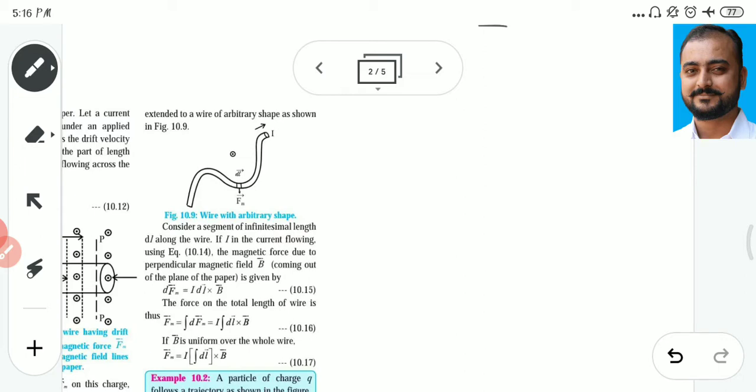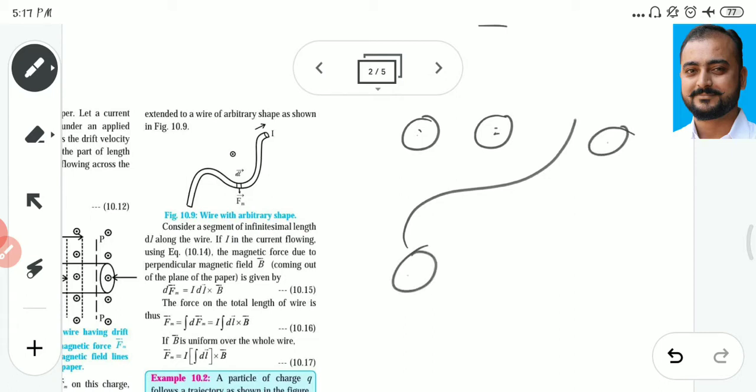Now in this case let me consider a wire of any shape, and here again we observe the same situation. The magnetic field is perpendicular to the plane of paper, coming outside of the plane of paper, towards our face. Okay, so in this manner this is the direction of the magnetic field.